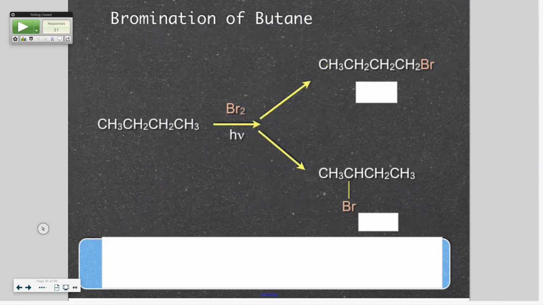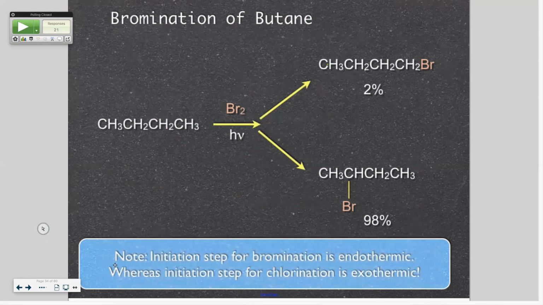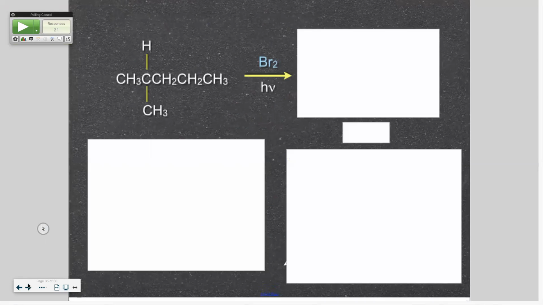The bottom one. Amen. Look at that. 98%. It's a whole lot easier to clean that up if you have to. Okay, so a lot of why this happens is because the initiation step for bromination is endothermic. You have to give it a little more energy, whereas the initiation step for chlorination is exothermic, and it just goes crazy. And so that's part of why this is like this. Now the next slide has this one.